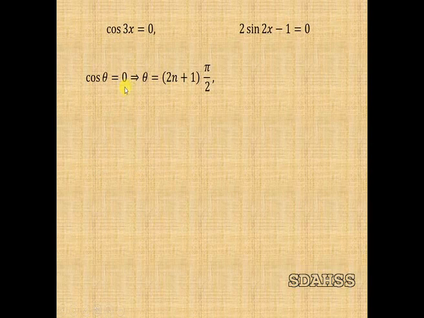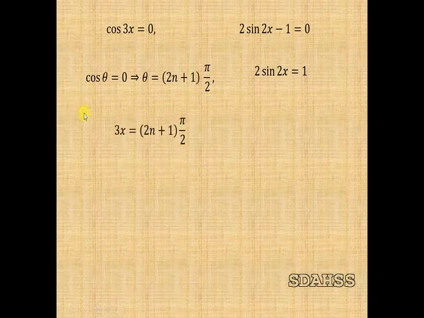We know that cos theta is equal to 0 means theta is equal to 2n plus 1 pi by 2. You make use of this formula. Cos theta is equal to 0 means theta is equal to 2n plus 1 pi by 2. So this we can write 3x is equal to 2n plus 1 pi by 2.